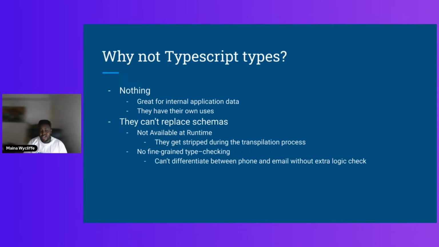Then there is also the issue of no fine-grained type checking or validation. In TypeScript, it's either a string, a number, or an object, but it doesn't have a mechanism to differentiate between a string that's a phone number and a string that's an email address, and so on. So we need extra logic to check whether the user entered the correct email address and so on. And this is not helping us up to this point.